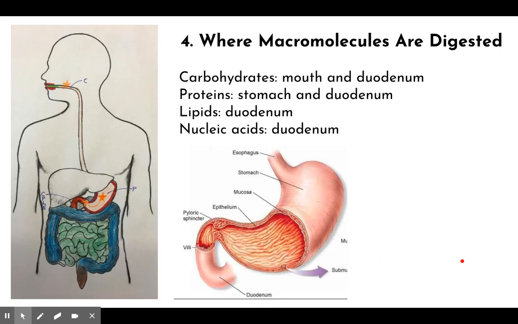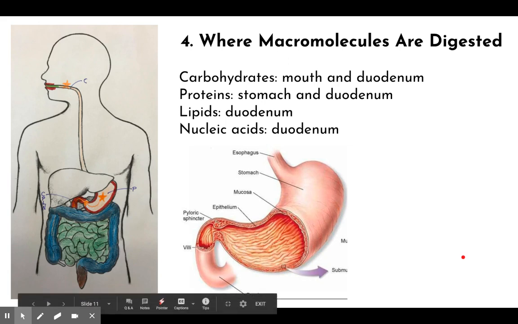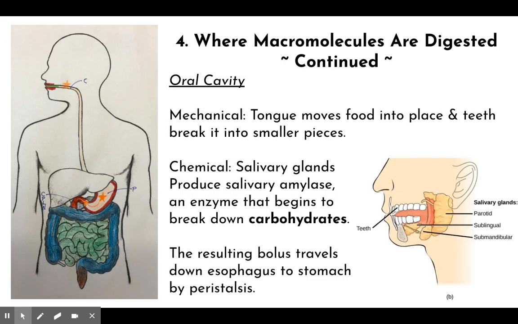In this third video on the digestive system, we're going to be looking at where macromolecules are digested. So we've studied these four categories of macromolecules: carbohydrates, proteins, lipids, and nucleic acids. And these are important building blocks for everything that we are. We need to get those building blocks from the foods that we eat. And so we're going to take a look at where each of these categories are digested as we travel through the digestive tract. So let's begin at the oral cavity.